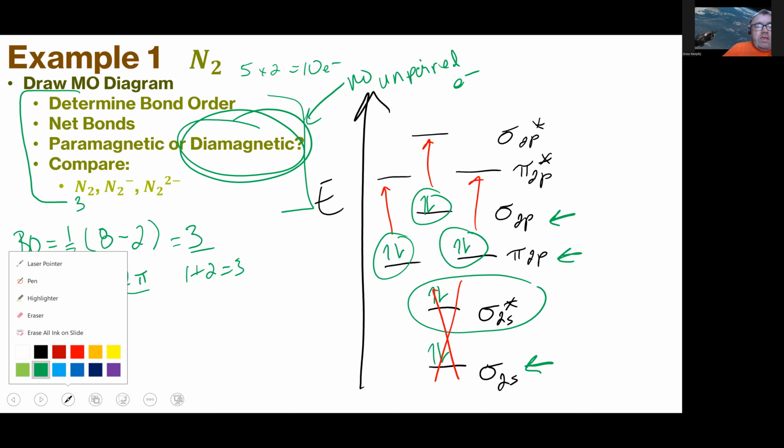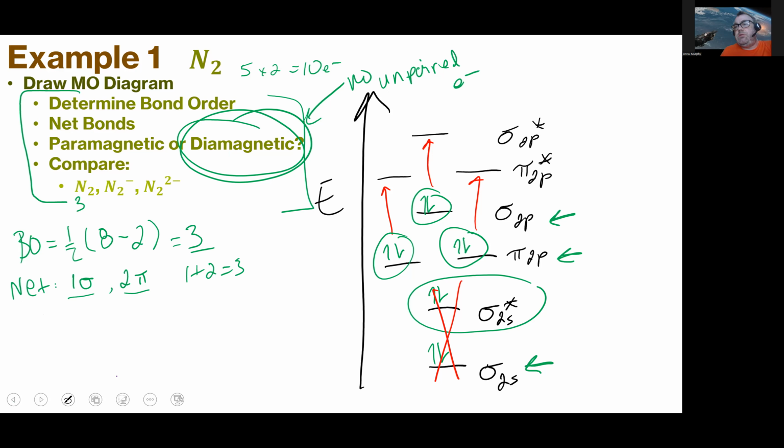Okay. If we have N2 minus, that means we've added one more electron. The next electron goes there. Okay. We added an anti-bonding electron, which means our bond order should go down, and we only added one electron, so it goes down by a half. So this is 2.5. Okay.